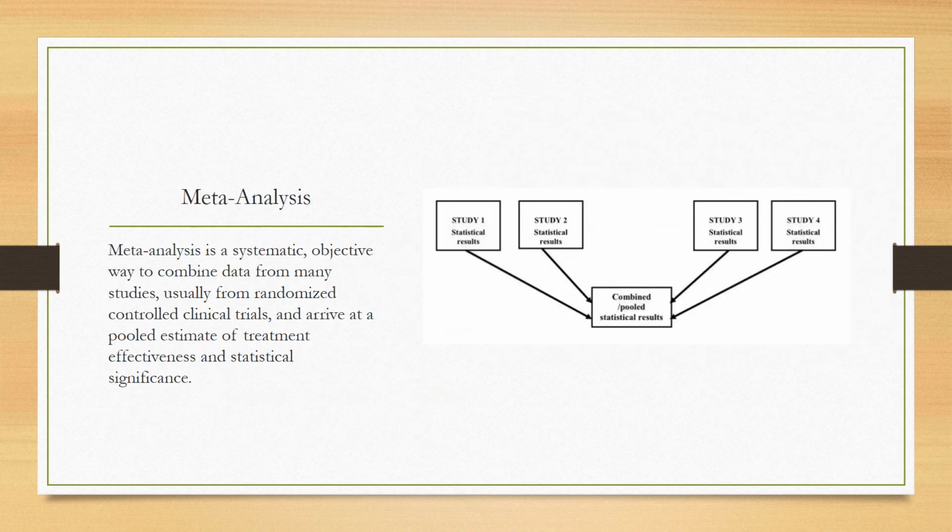Then we have the meta-analysis. The meta-analysis is a systematic, objective way to combine data from many studies, usually from randomized, controlled clinical trials, and arrive at a pooled estimate of treatment effectiveness and statistical significance. So a meta-analysis can also combine data from case control and cohort studies. The advantage to merging these data is that it increases sample size and allows for analysis that would not otherwise be possible. They should not be confused with reviews of the literature or systematic reviews.